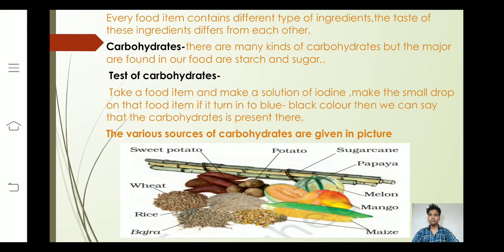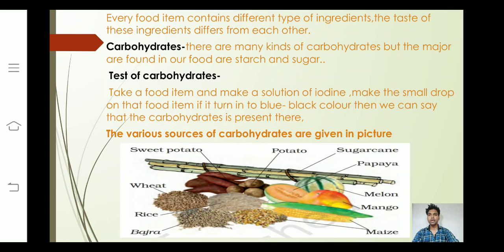Friends, every food item contains different types of ingredients, and the taste of these ingredients differs from each other. Friends, here the question is how we can test whether a taste relates to a particular ingredient. For this, let us take an example. We have to test carbohydrate.